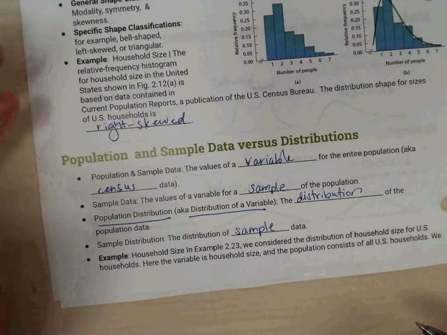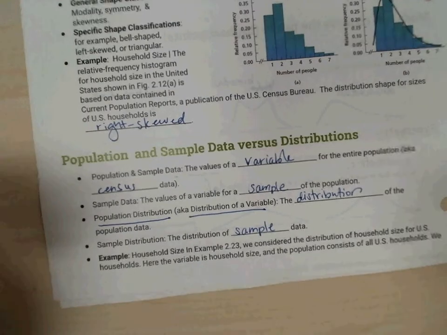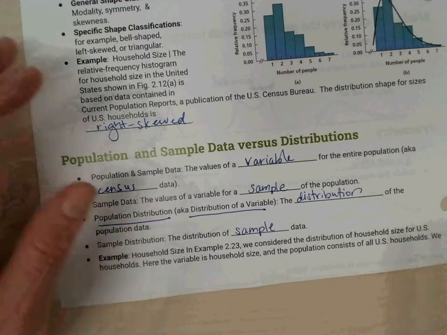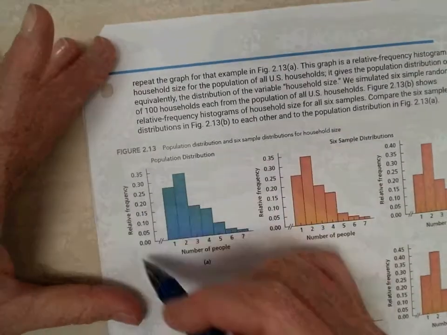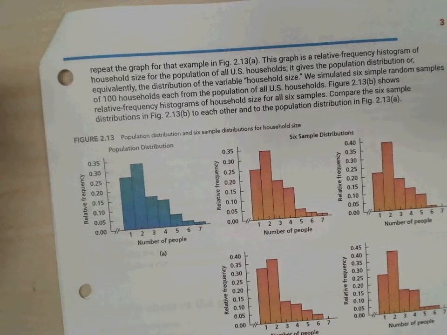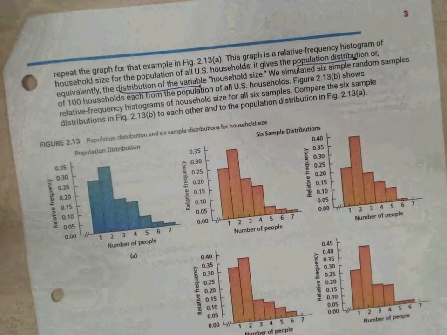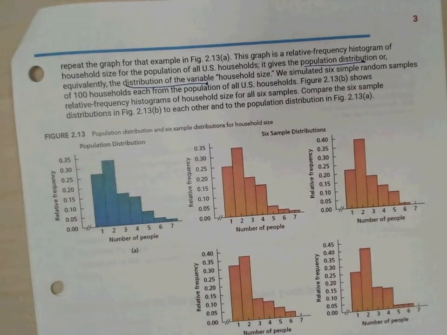Example. So here's this example we're coming back to. We just referenced the household size. So we considered the distribution of household size for U.S. households. Here, the variable is household size, and the population consists of all U.S. households. And then we repeat the graph, the same graph as on the previous page. The graph is a relative frequency histogram of household size for the population of U.S. households. It gives the population distribution or the distribution of the variable, same thing, for household size.